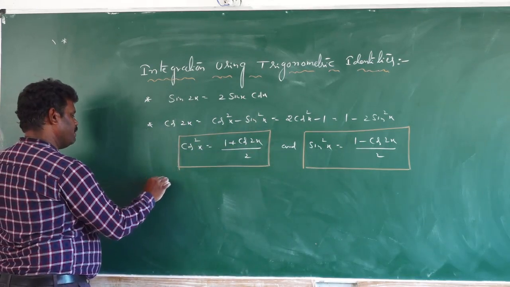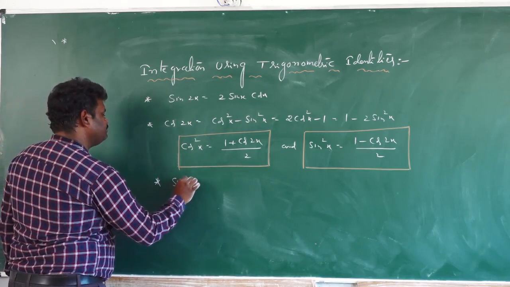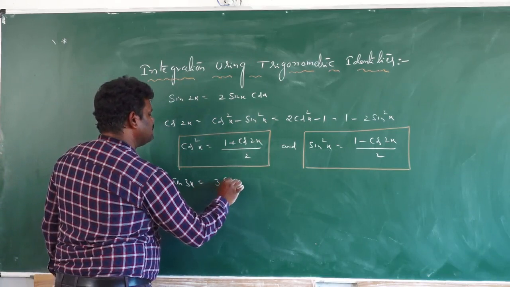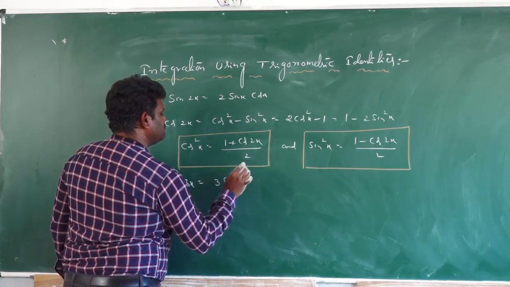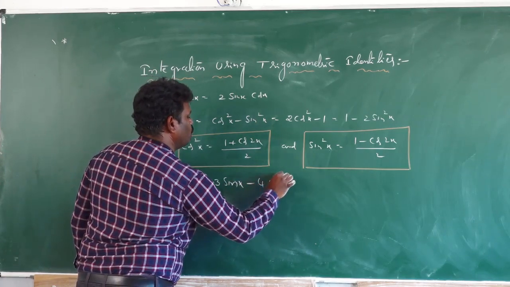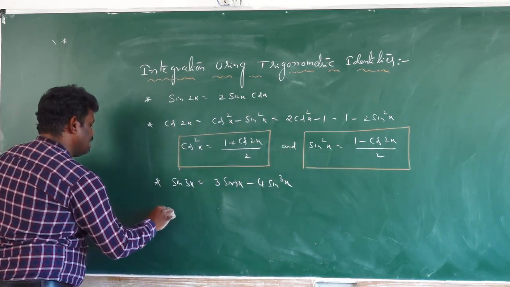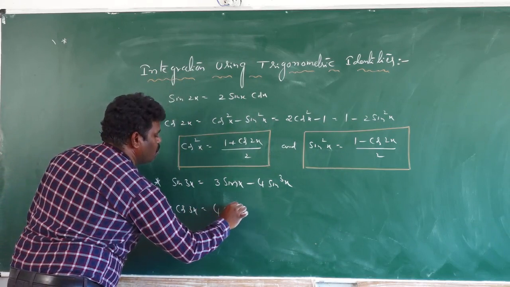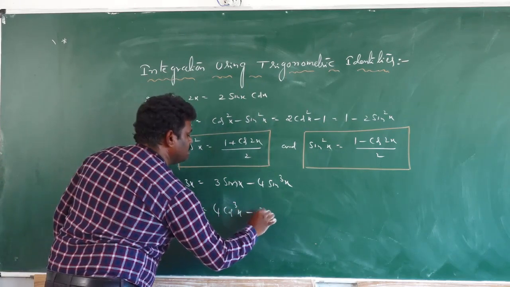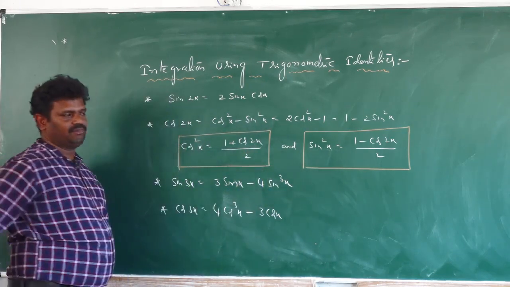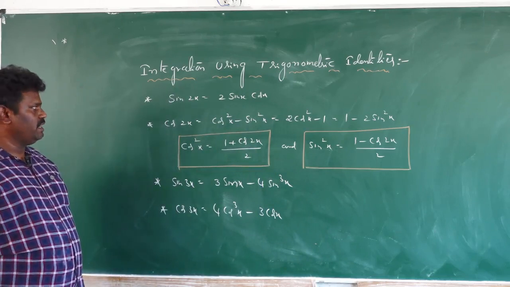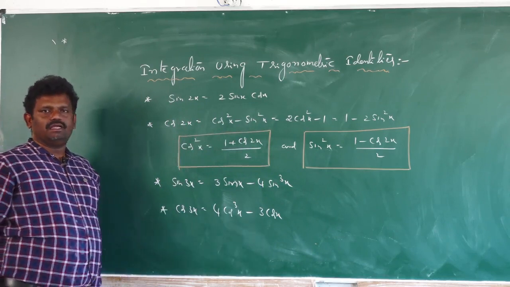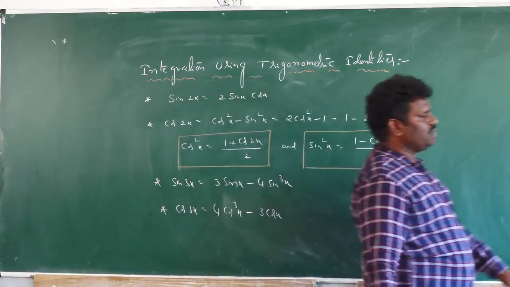Then sin 3x is equal to 3 sin x minus 4 sin cube x, and the next one, cos 3x is equal to 4 cos cube x minus 3 cos x. Okay? So first sin 2x, cos 2x and sin 3x, cos 3x. Next, continuation of the formulas.